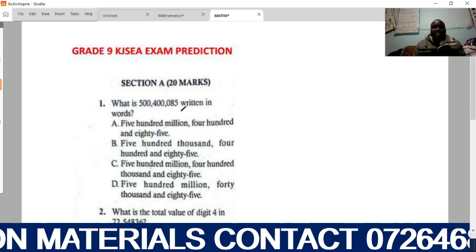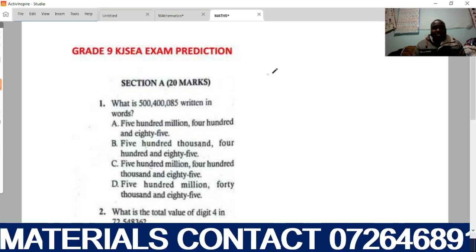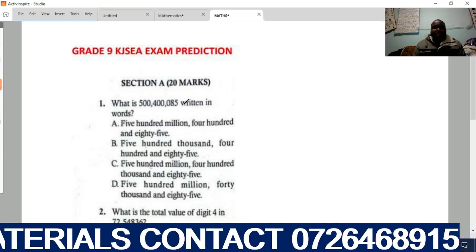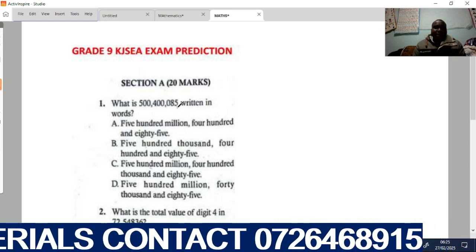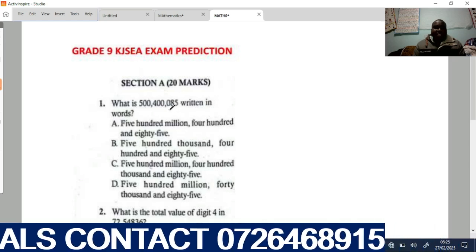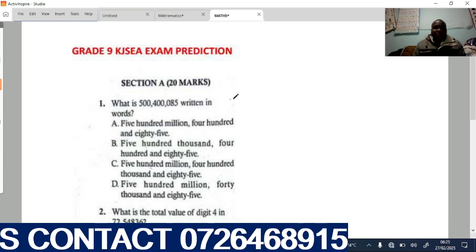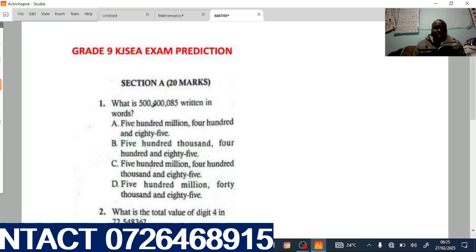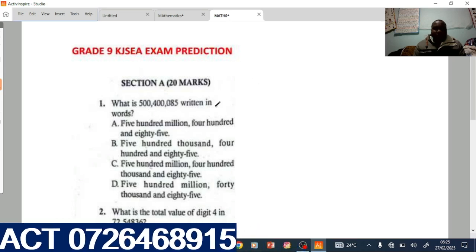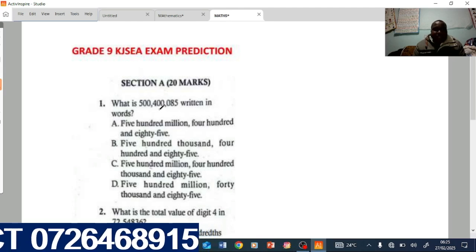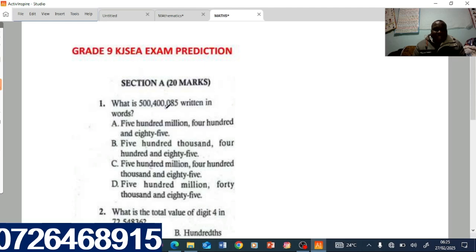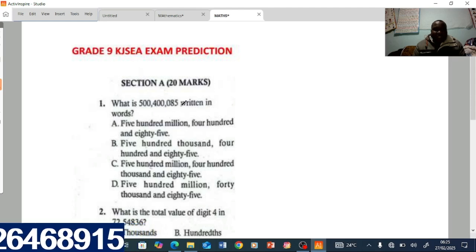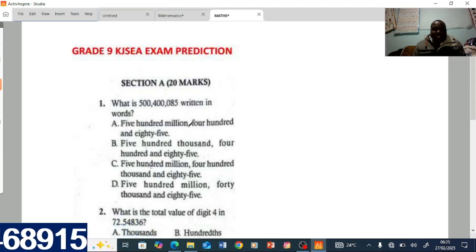What is this number written in words? When you are given this number, you divide it into groups of 3 from the right side. You can see this number 1, 2, 3, 1, 2, 3. This is 500 million, 400,085. So that is the answer you are going to look at here.